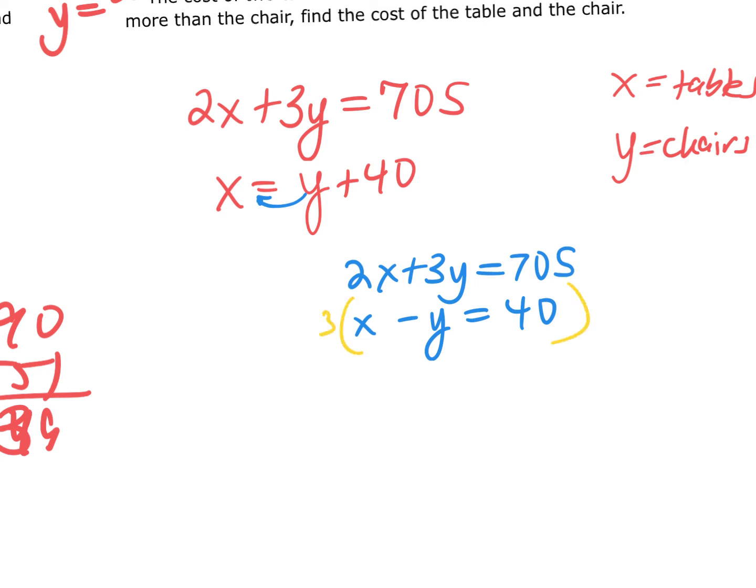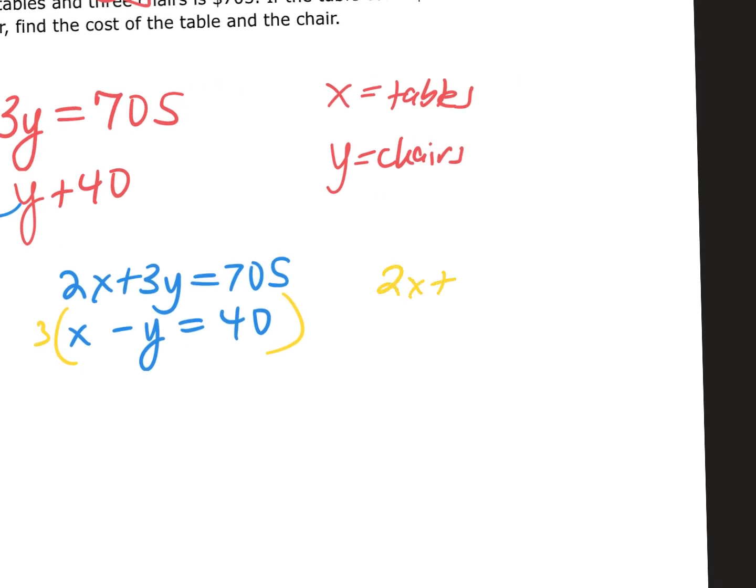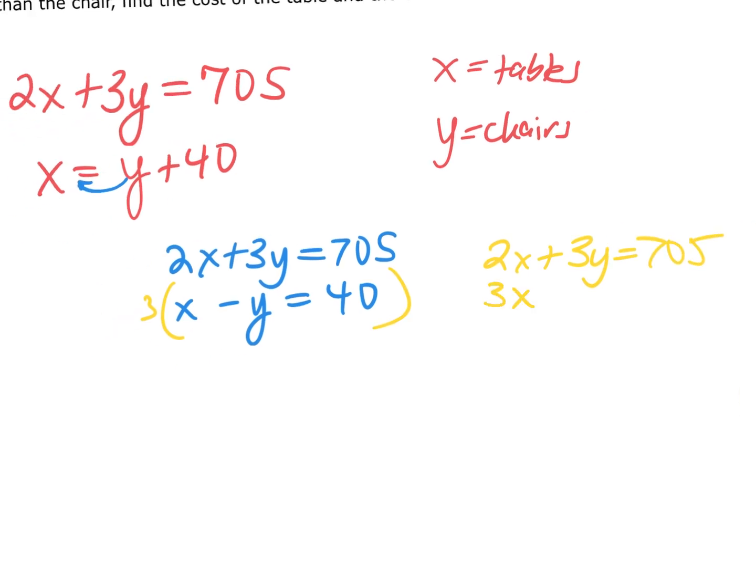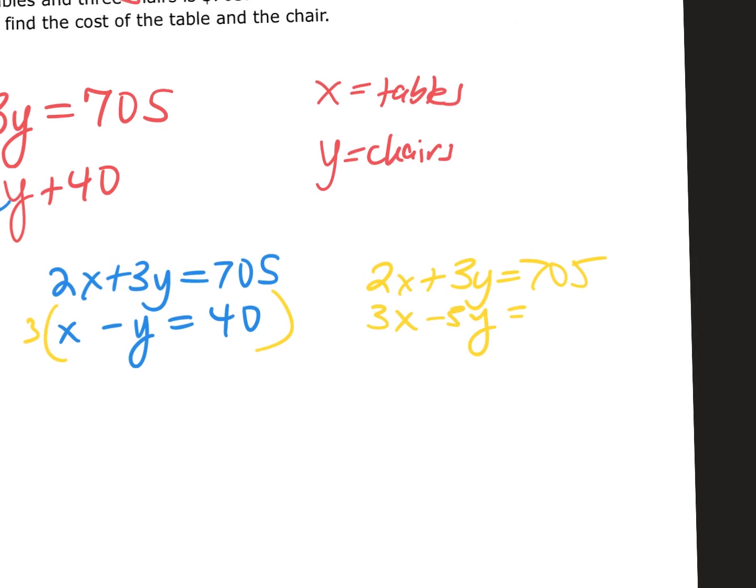3. Perfect. So I'm going to have 2x plus 3y equals 705. I'm going to have 3x minus 3y equals, what's 3 times 40? 120. Now when we combine, 2x and 3x gives me 5x. My 3y's cancel out. What's 705 plus 120? 825. Yep. Now what? Divide both sides by 5.